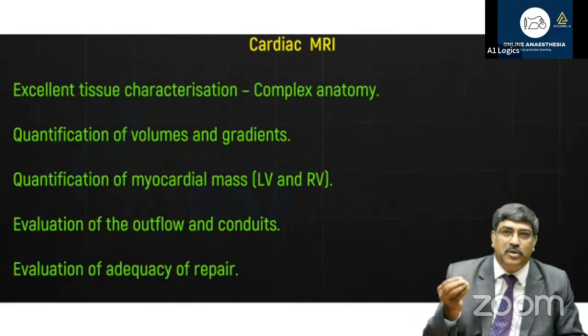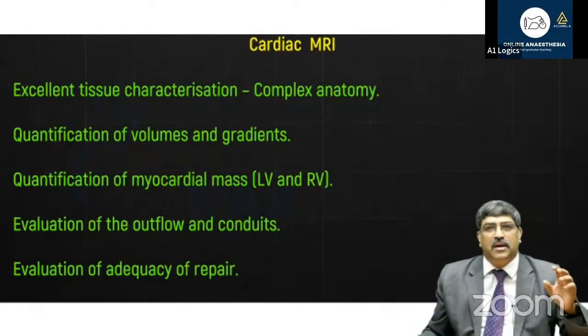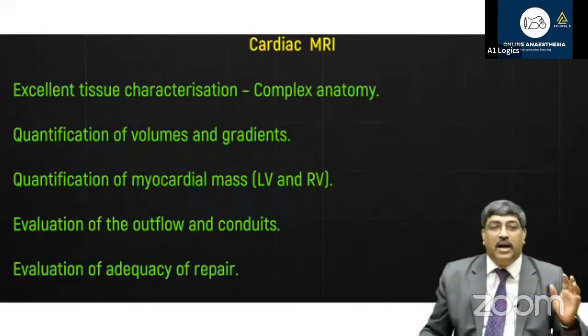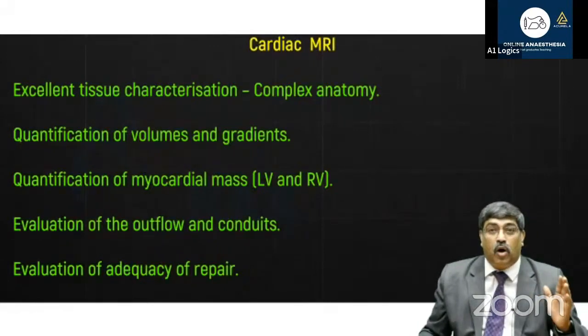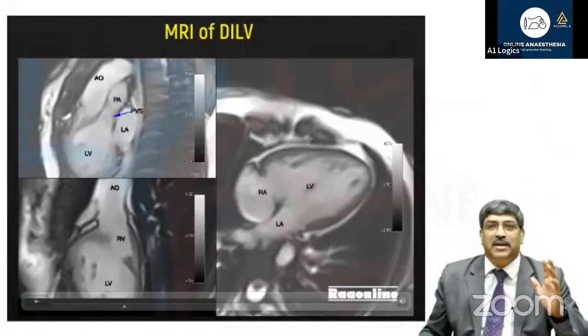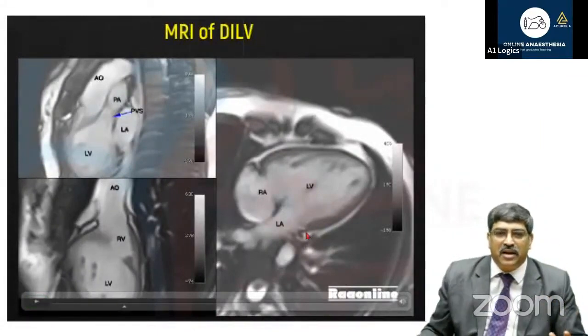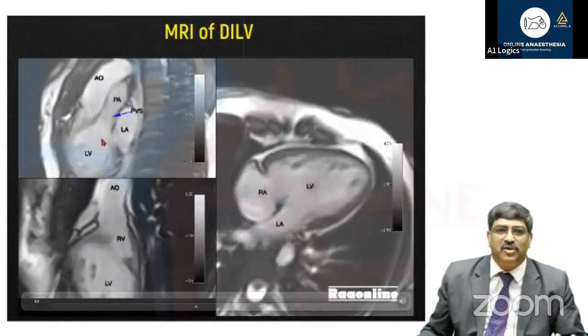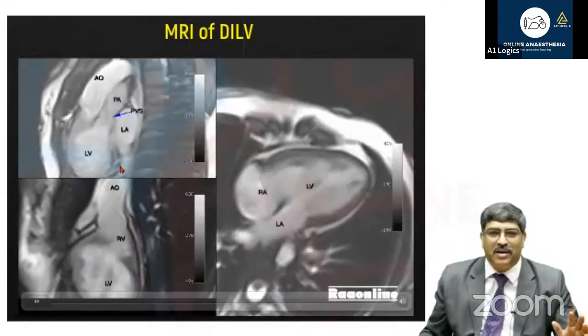Even minute quantities can be estimated with great clarity with MRI, and it can help in the evaluation of the outflow conduit as well as adequacy of repair. Here you can see a double inlet left ventricle. Here you can see the right atrium, left atrium; blood goes into the left ventricle, and from the left ventricle it goes into the aorta and pulmonary artery.